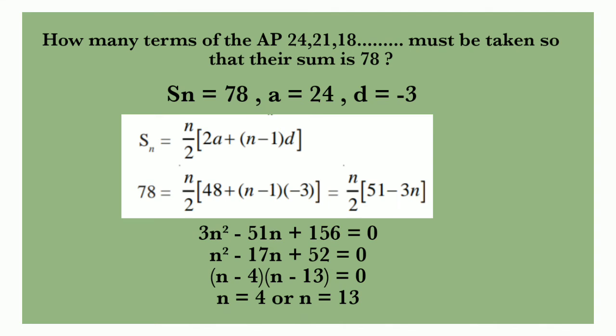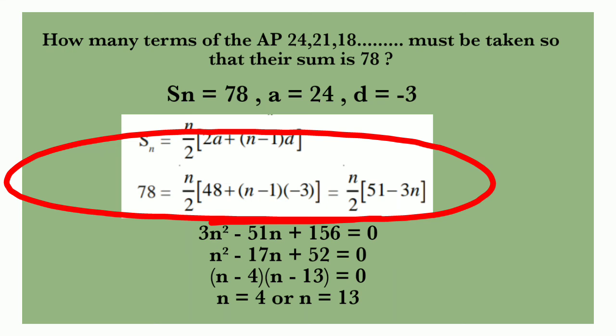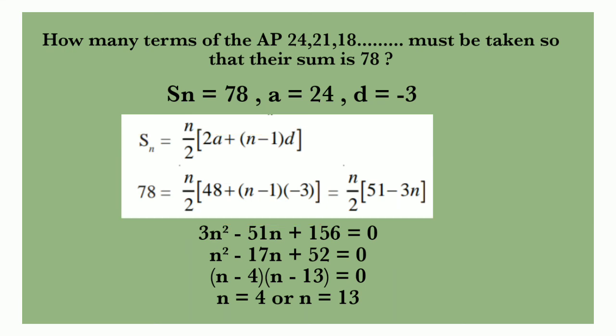Here we have to find the small letter n, so Sn is equal to 78, a is equal to 24, and d is equal to minus 3. So we start with Sn is equal to n by 2 into 2a plus n minus 1 into d. Here Sn is given as 78, n is not given, n by 2 into first term, which is given as 24, 24 into 2 is 48, plus n minus 1 into d, d is given as minus 3.